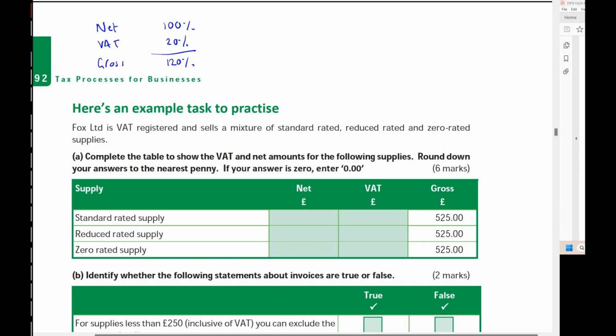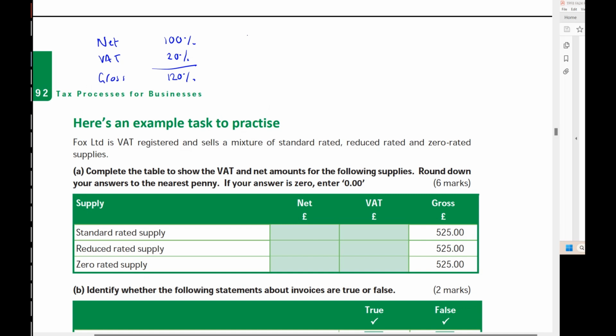And by doing it that way, that helps me when I come to do my reduced rate, because the net remains 100, but the reduced rate VAT is 5%. And the gross is then 105%. So standard and reduced.